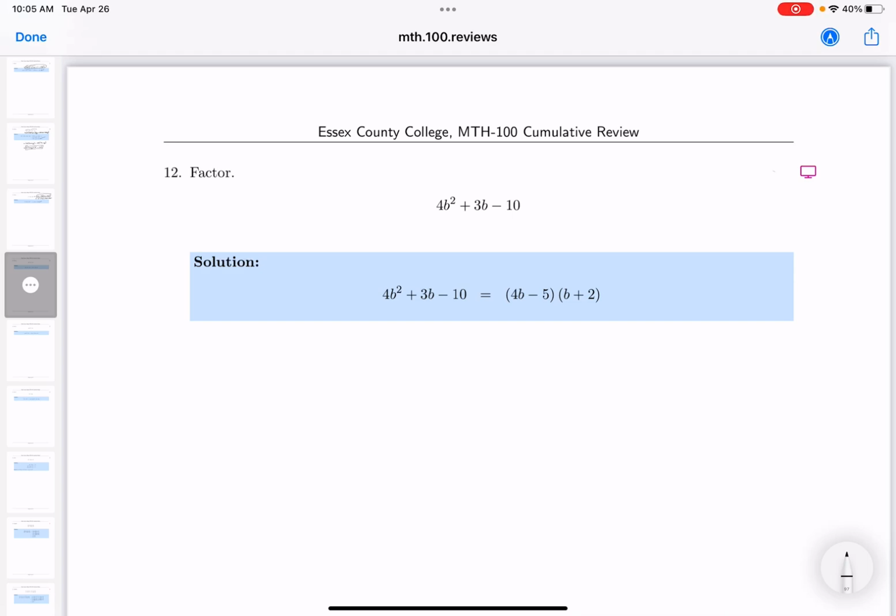My recommendation is to look for a GCF, but there is no GCF. My next recommendation is to use what's called trial and error. It's frustrating for some students to try that, but I want to point out that trial and error generally, if it's a small number, will work pretty nicely.